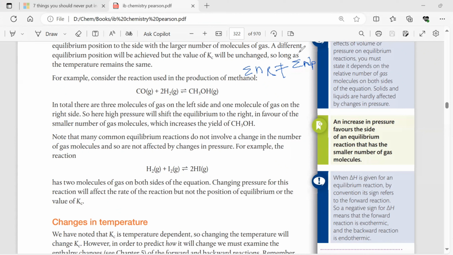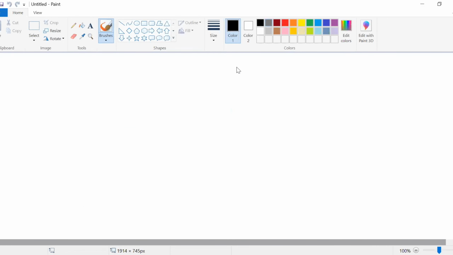Now we have to learn what happens in this reaction. Suppose I take the same reaction, N2 plus 3H2 gives 2NH3, right? Now in this reaction, if you increase the pressure, write it down: the reaction moves to the side with less number of moles. Is it clear? Less number of moles.